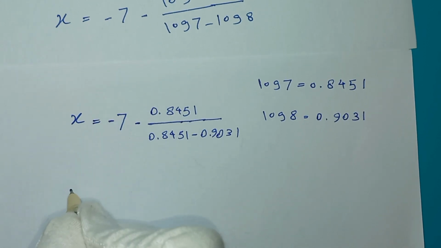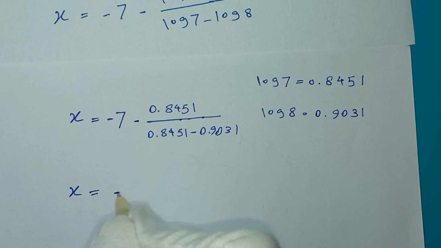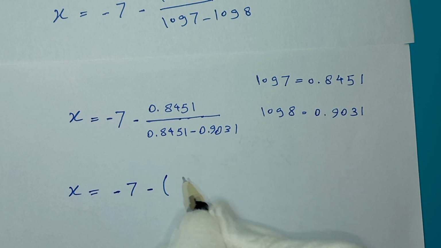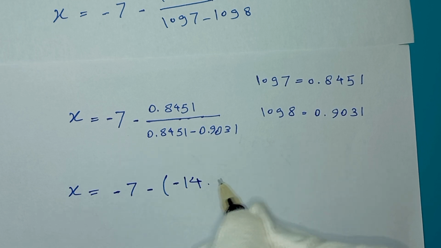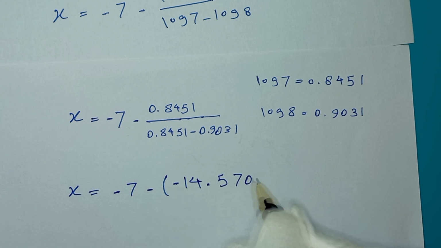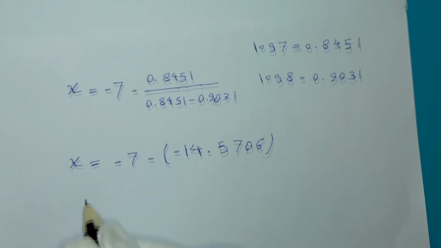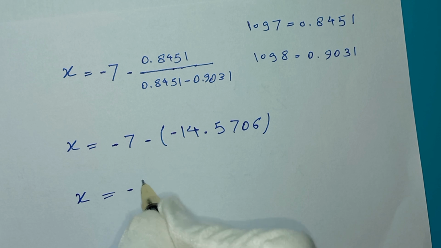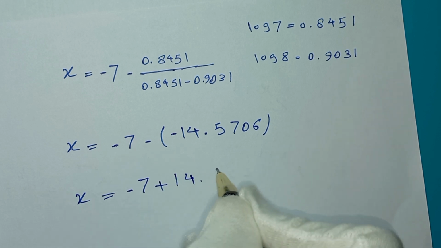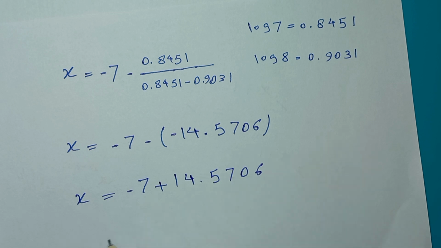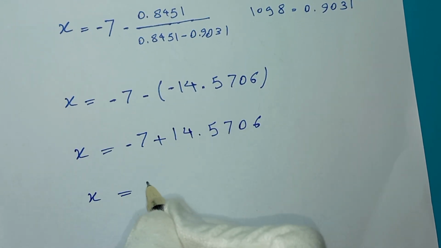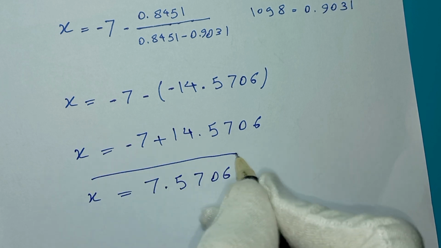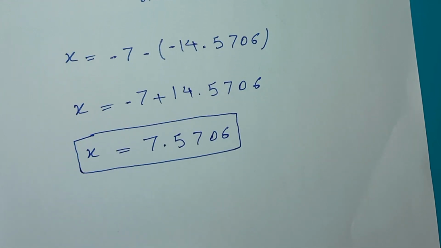And this is equal to x is minus 7 minus, this divided by this is minus 14.5706, and minus is positive, so minus 7 plus 14.5706, and this is equal to 7.5706, and this is our final answer for x.